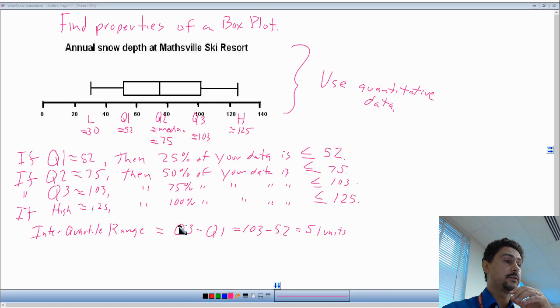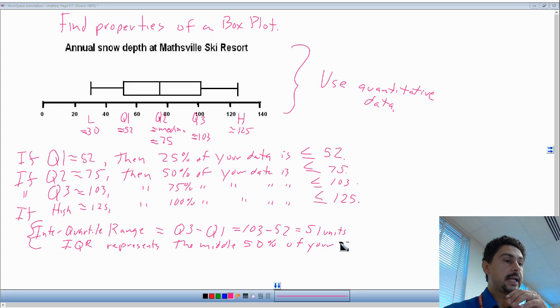Now, what other factors do we need to understand? The interquartile range is also called the IQR. So I want you to understand these are the same thing. The IQR represents the middle 50% of your data. And that makes logical sense because it's from Q1 to Q3. So here to here would represent 50%. There are two boxes. So I hope that's straightforward.